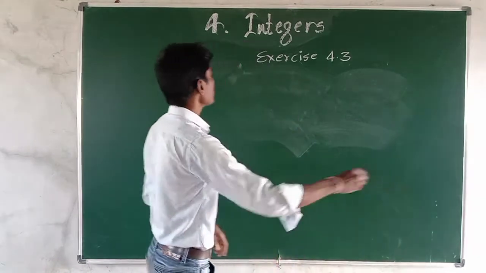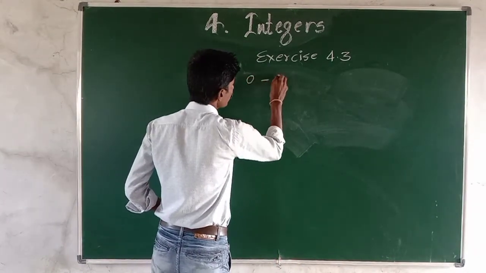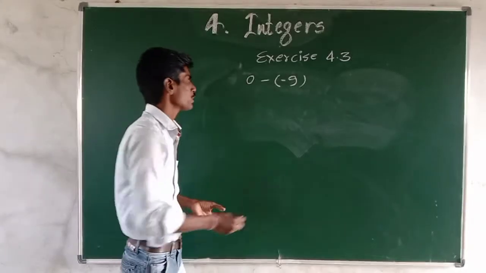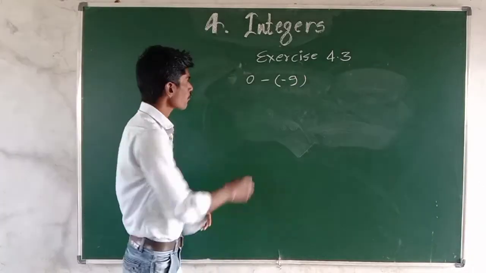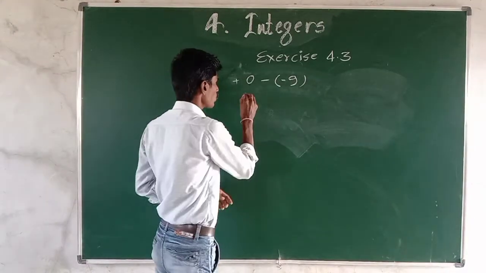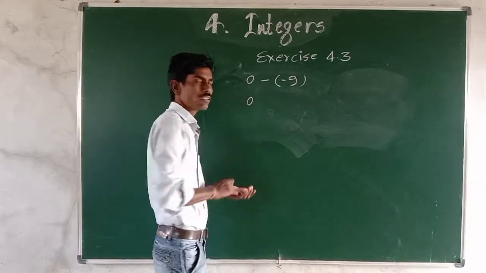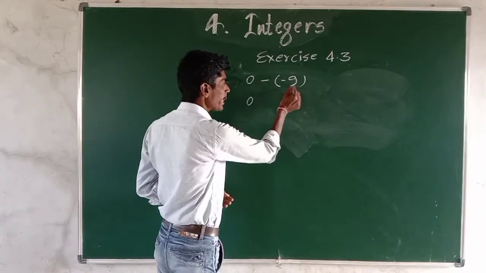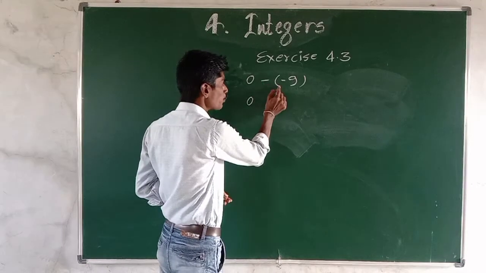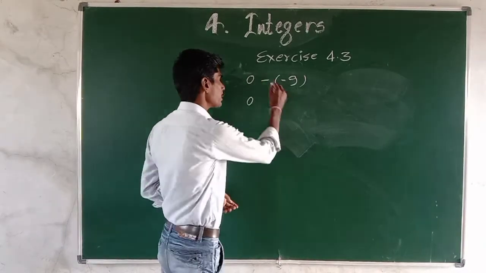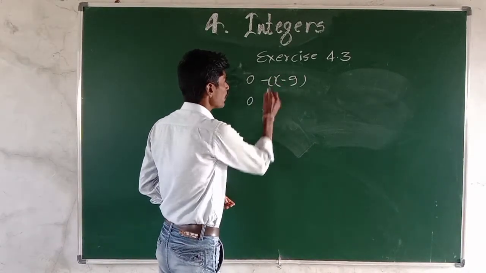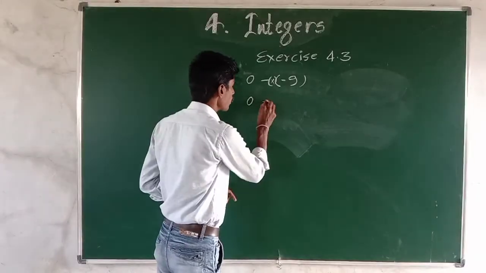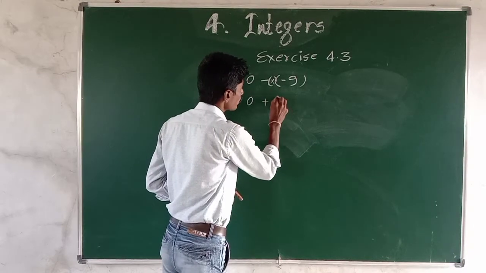So this is the way to solve this question. Again, 0 minus minus 9. Our first question was the same. This 0 has a plus sign, so 0 will be added. There is no need to write this sign here. This 9 has a minus sign, and outside the bracket there is also a minus sign. But between these two signs there is a hidden sign, a multiplication. So minus into minus is a plus 9.